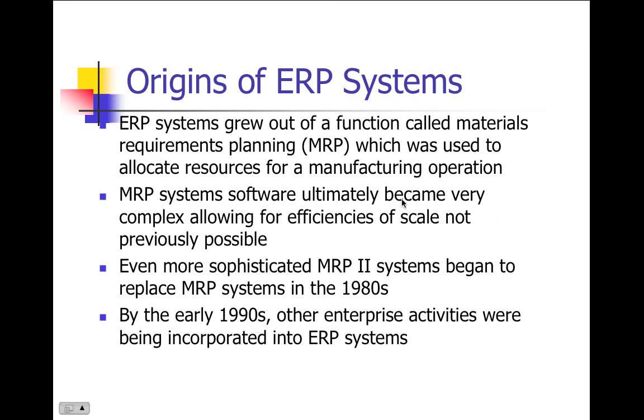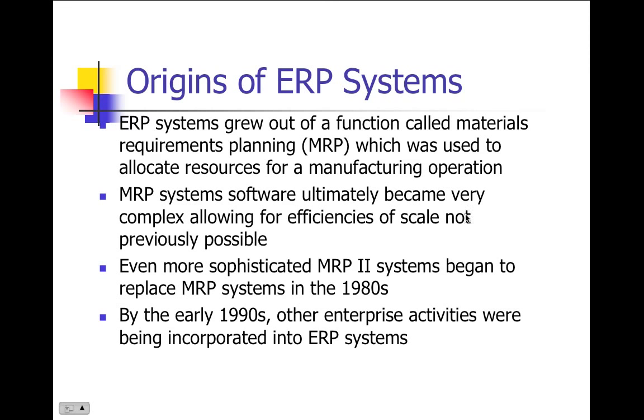So the origin of it tells us what it was primarily useful for in the beginning, and it kind of grew out of that. It's used for a lot more than that today. They grew out of functions called materials requirements planning, used for allocation of resources for manufacturing operations. Because if you think about manufacturing, you could really utilize ERP to the fullest. Now they're used for more than that.